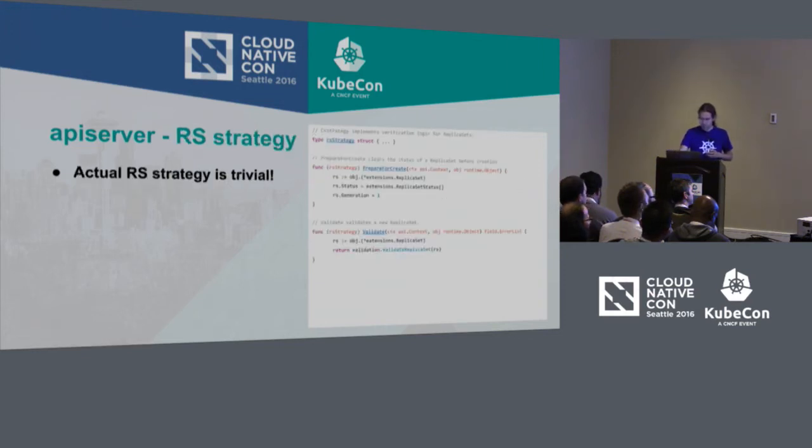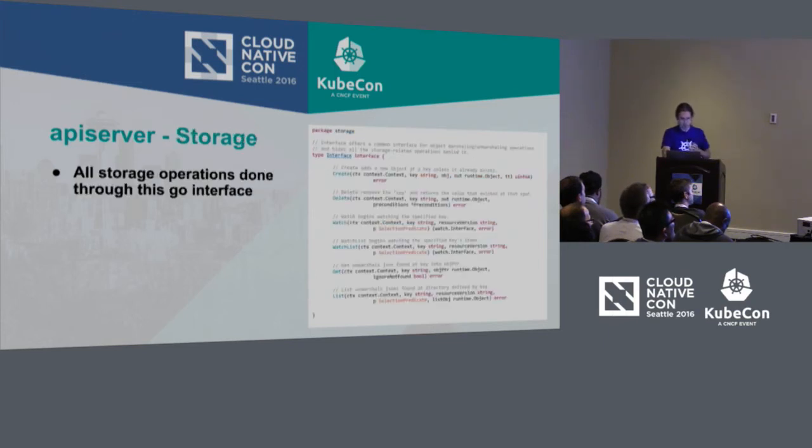Makes sense. So when you go to implement a strategy, and this is the replica set strategy, you actually don't have to write too much code. Here it is setting the generation to 1. We could be here for another hour-long session to explain the generation, so we will gloss over that. I also showed the validate function.